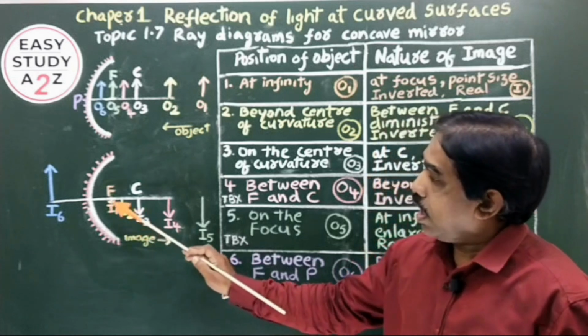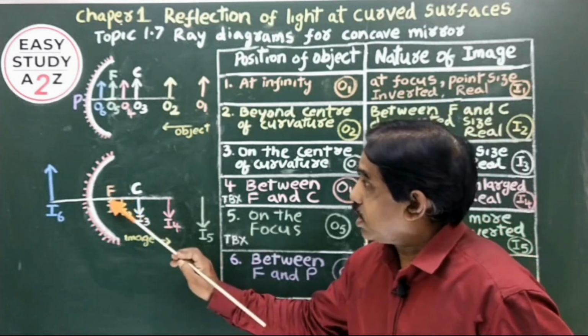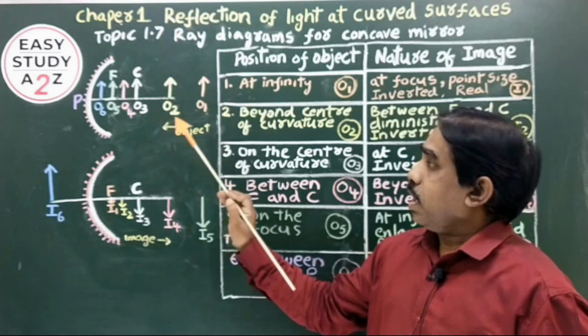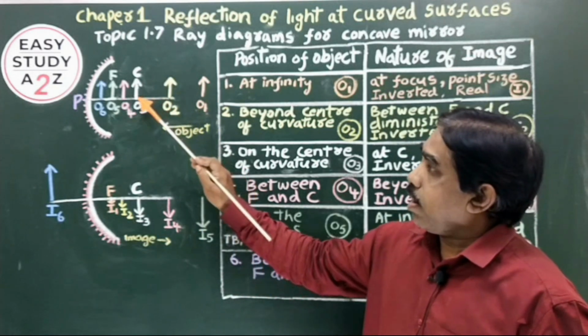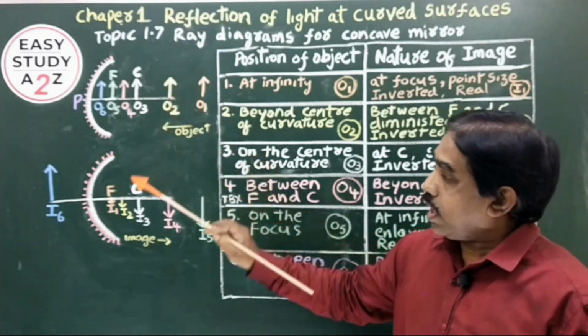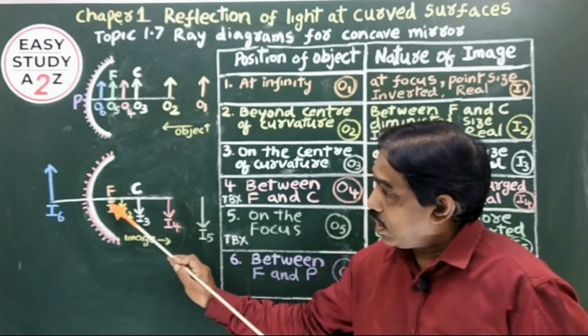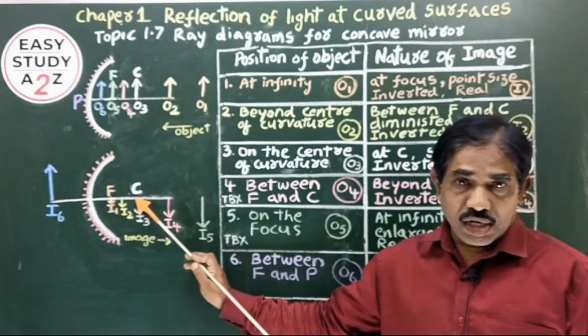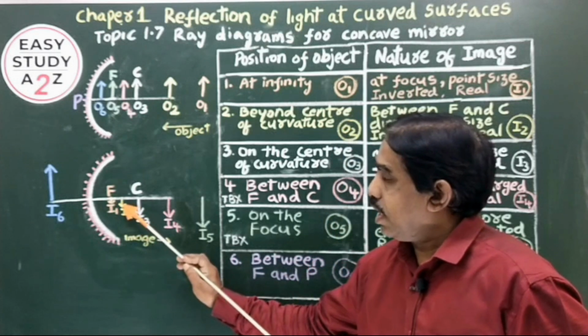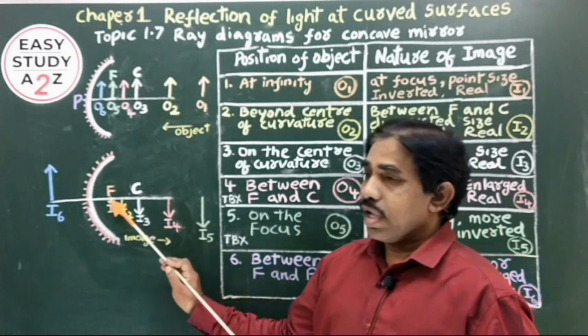Now the second one is we move towards the mirror. We keep the object beyond the center of curvature, then we get the image between the focus and the center of curvature. It is also inverted, but it is a little bigger than the earlier one.